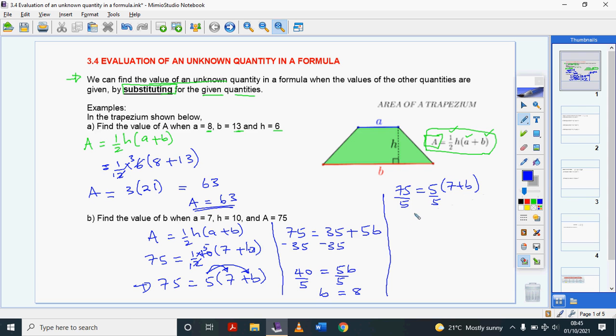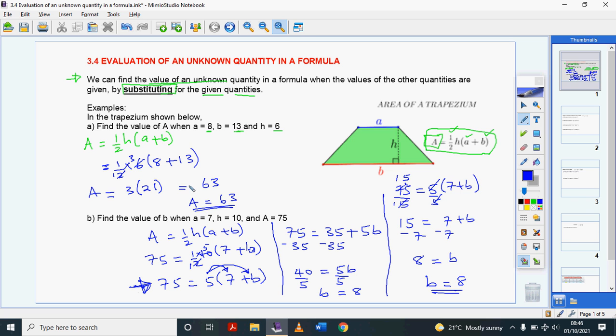75 divided by 5 is the same as 15, which is equal to 7 plus b, because this 5 was divided. So here I can just subtract the 7 from both sides, and then I end up with the same answer: 8 is equal to b, or b is equal to 8. So whichever method you want to use at this stage leads you to the same exact solution.